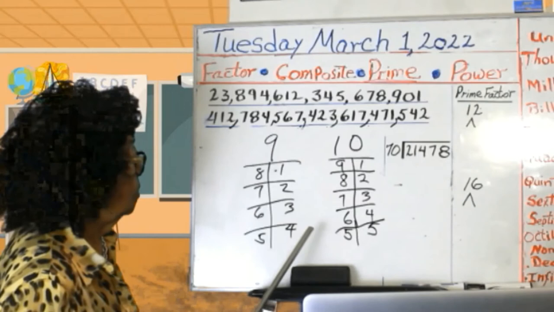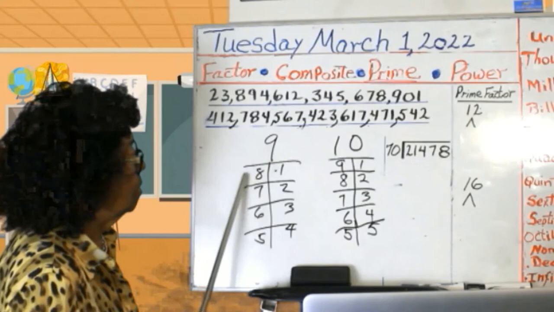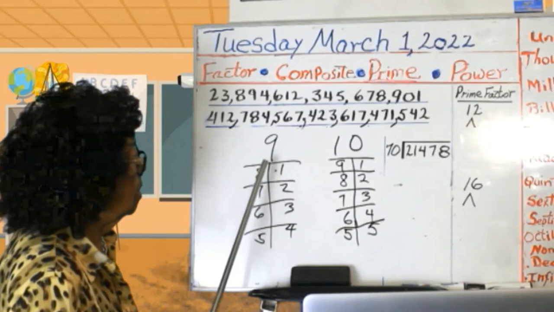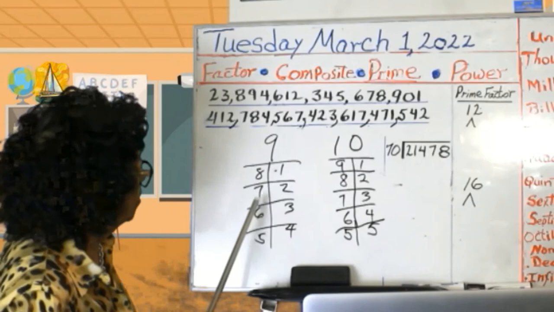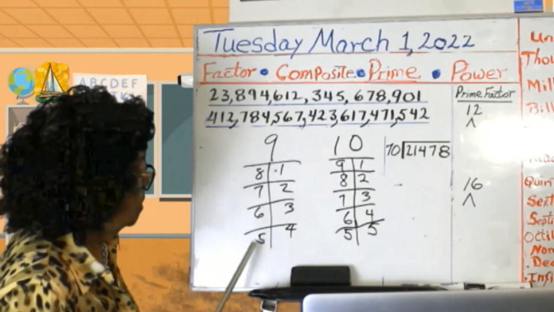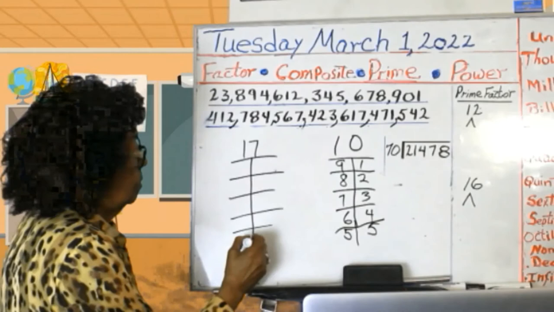Okay, now we want to subtract. How do we subtract it? 9 take away 8 is what? 9 take away 8 is 1. Come on. 9 take away 7 is 2. Come on, keep on going. 9 take away 6 is 3. 9 take away 5 is 4. And who was that? Was that Nadia? That was Uriah. Okay. Let's go.